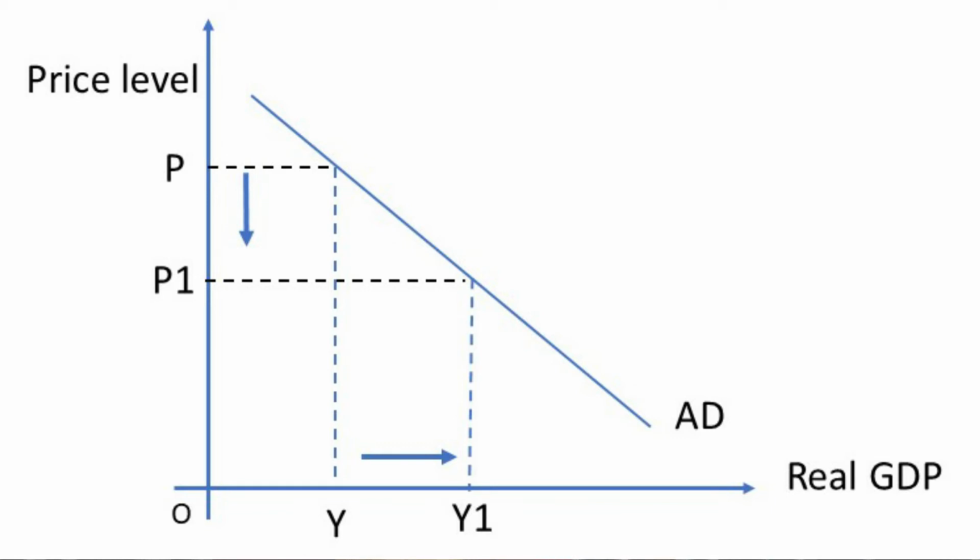When the price level is, let's say, P, real GDP is Y. If the price level falls from P to P1, real GDP will rise from Y to Y1. It shows movement along the same aggregate demand curve. Whenever there is a change in price, it shows movement along the same aggregate demand curve.